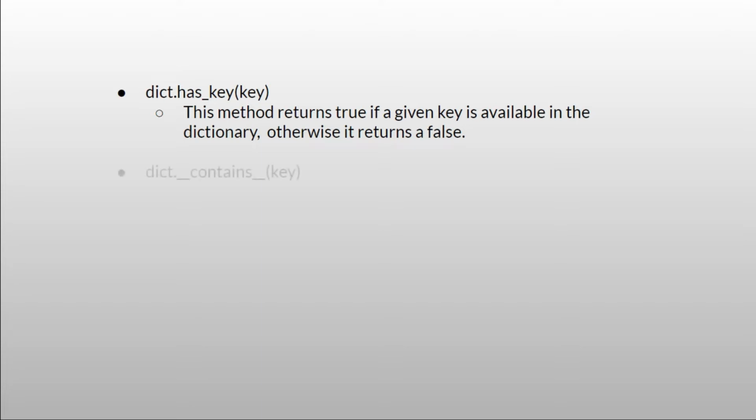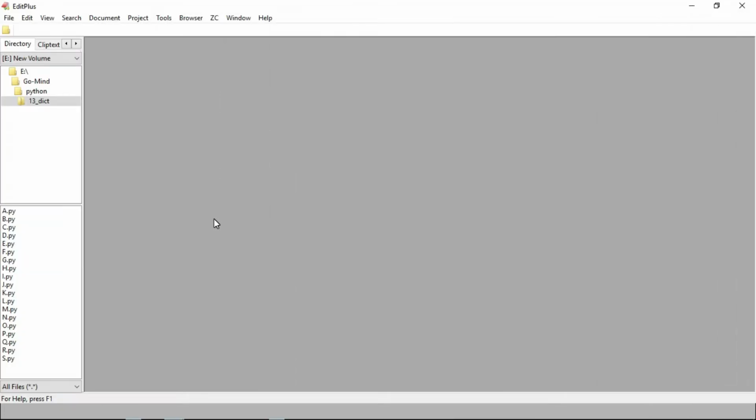This method is __contains__. We pass any key which we want to find in its parameter and it returns true if that key is present in the dictionary. If the key is not present, then it returns false. So let's see this in an example.